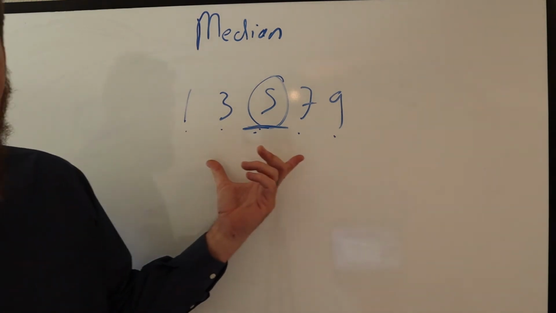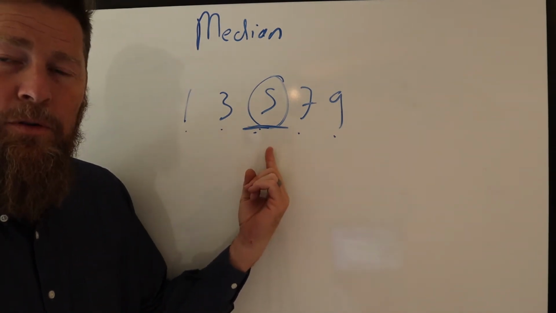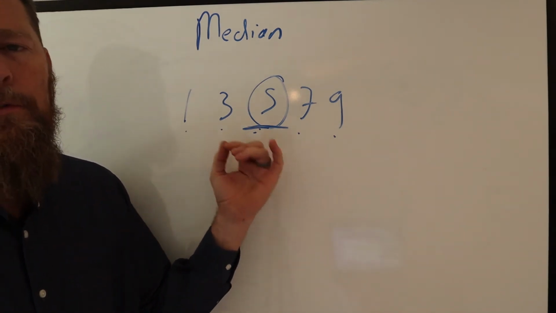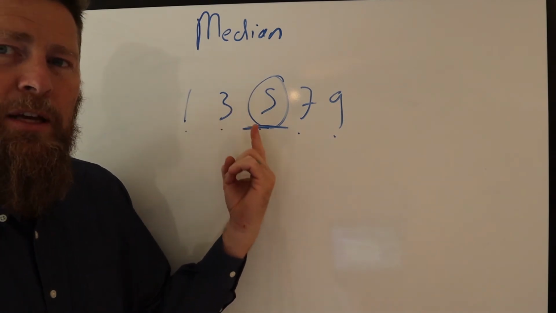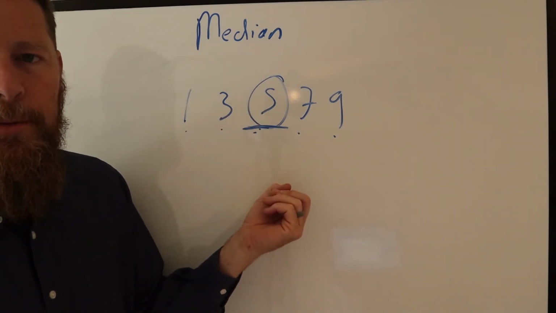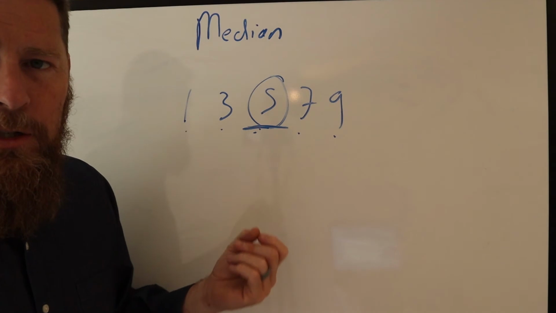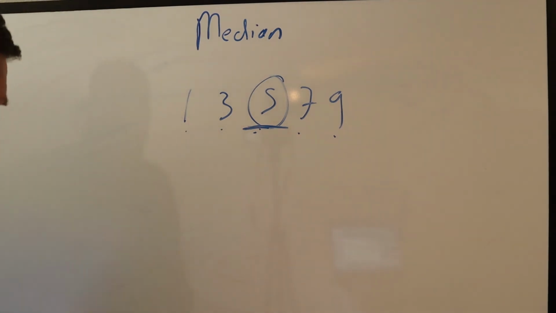If there's an odd number of scores, the median is the middle score. If there's an even number of scores, like we did in the 2 examples before, you take the 2 middle numbers, average them, add them up and divide by 2. That gives you the median for that distribution.